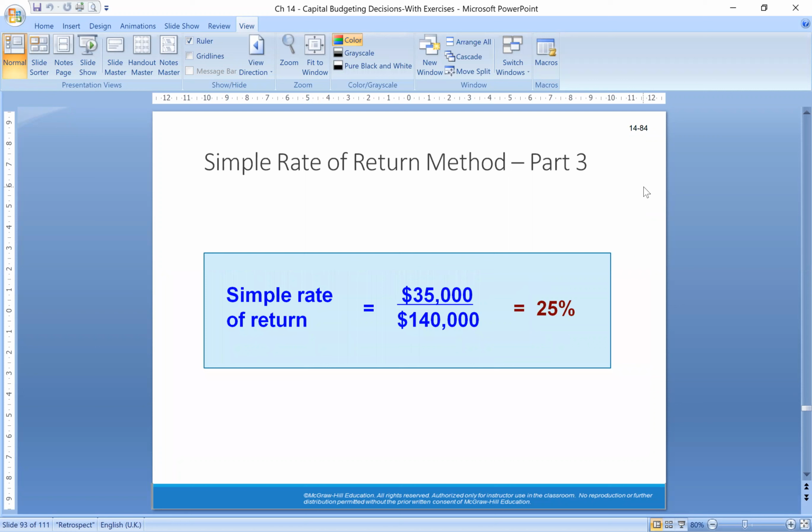So simply, we calculate the simple rate of return as the incremental net profit divided by the initial cost, which is 35,000 divided by 140,000. This equals 25%.